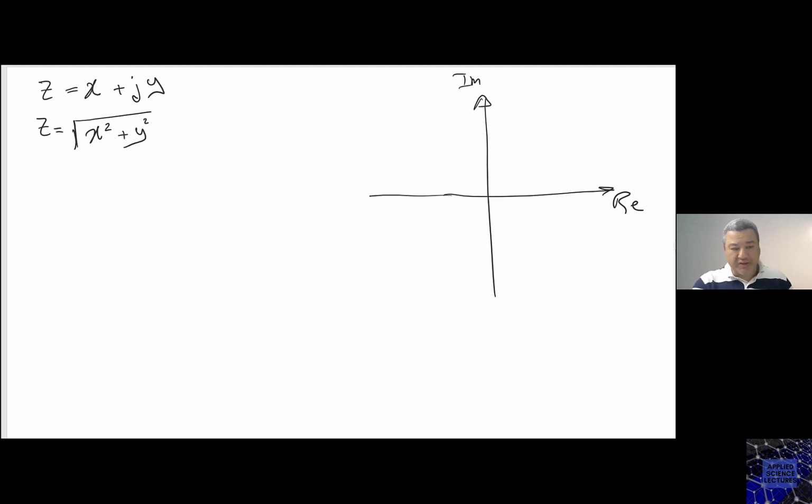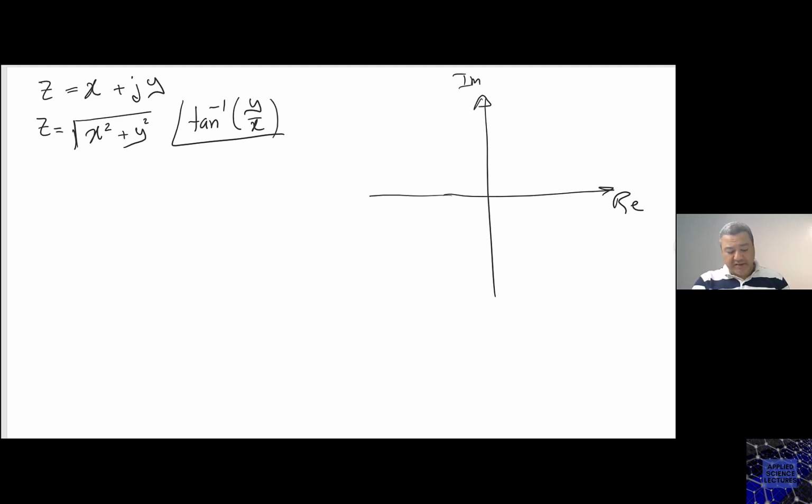J does not go inside the magnitude. We only take the coefficient of the j. Only the coefficient of the j. We don't take the j inside. And then the angle, and this is what I want to talk about, is the tan inverse y over x. Now we have four cases here.